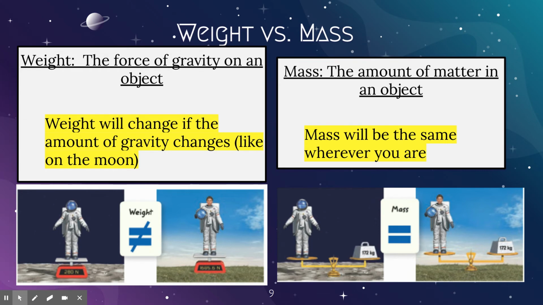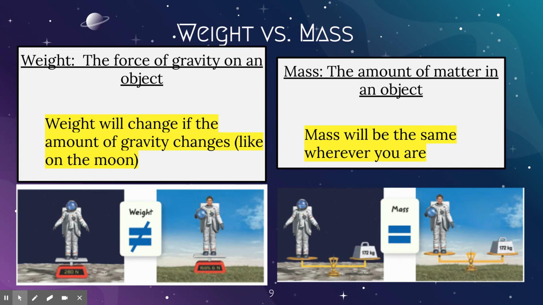But your weight will change if the amount of gravity changes. For example, if I went to the moon, my weight would be less because there's less of a gravitational pull. If I went to Jupiter, which has a stronger gravitational pull, my weight would be more because there's a stronger gravitational force. Mass, on the other hand, stays the same.